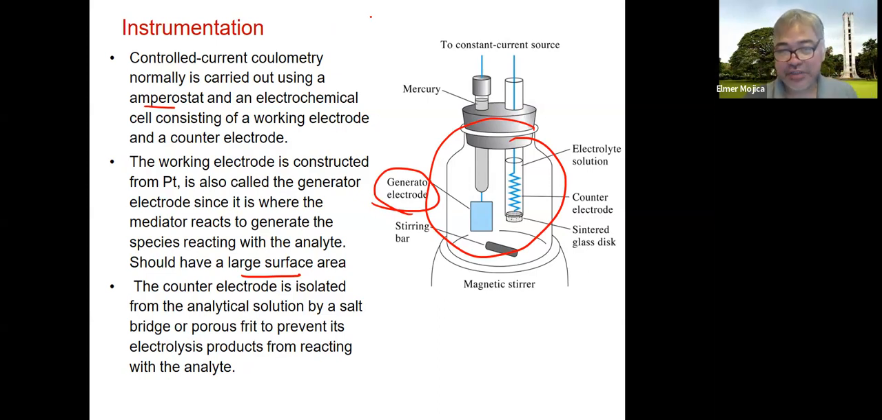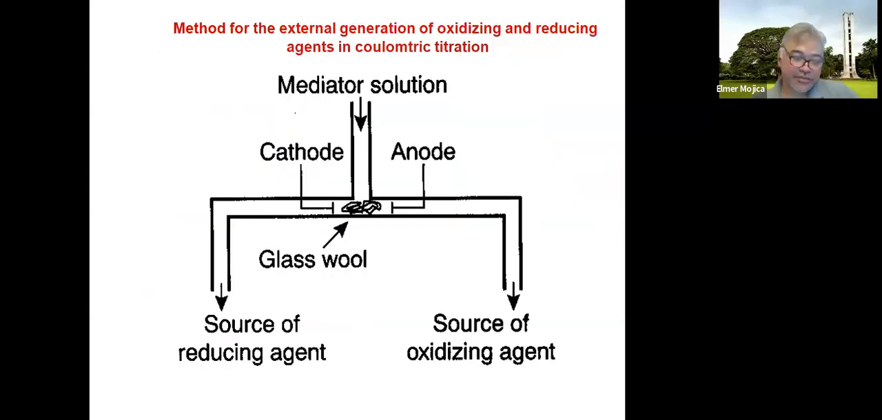So if you have a large surface, remember what happened? It participates in the reaction. So if it's silver, what happened to your silver here? It will be converted to a silver ion and it will react with the chloride that is in your solution. So you produce a silver chloride at the electrode. Okay. Now the counter electrode, on the other hand, is isolated from the analytical solution by a salt bridge or porous frit to prevent its electrolysis products from reacting with your analyte. Now, another way of looking at this, if you do the titration, I would say is like this one.